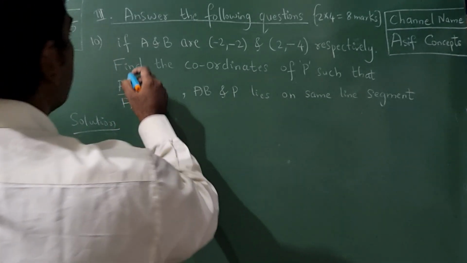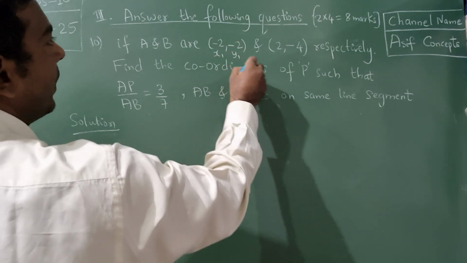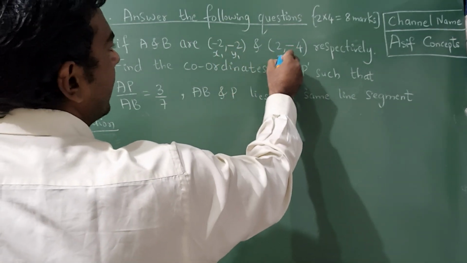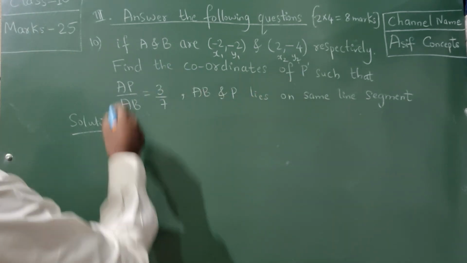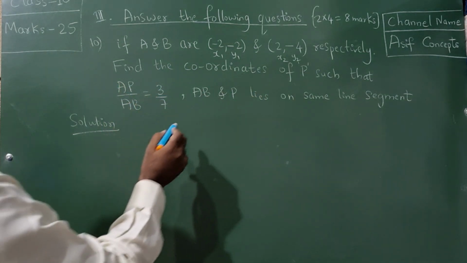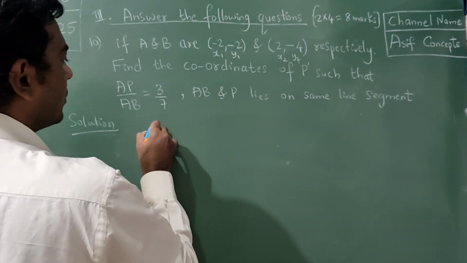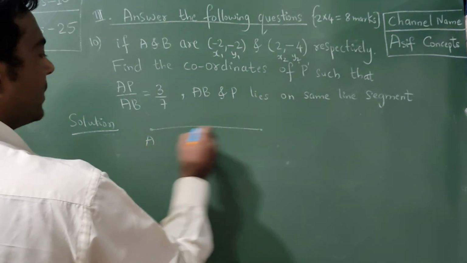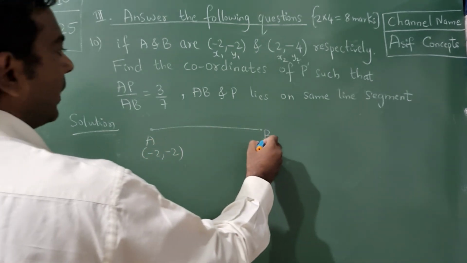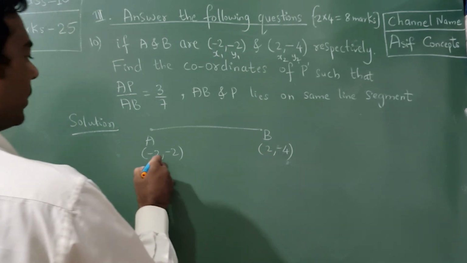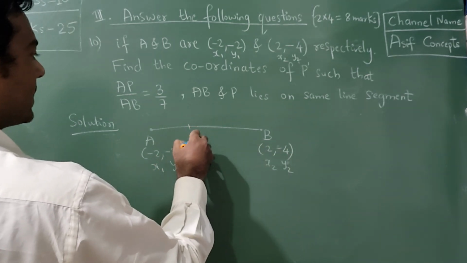Now 10th question is, if A and B, that is minus 2 comma minus 2, I'll consider this as x1 y1, and 2 comma minus 4 as x2 y2 respectively. Find the coordinates of P such that AP divided by AB is equal to 3 by 7. AB and P lies on the same line segment. So first from here to here, this is A and this is B. Minus 2 comma minus 2 and here 2 comma minus 4. So x1 y1, x2 y2. Consider this as P.